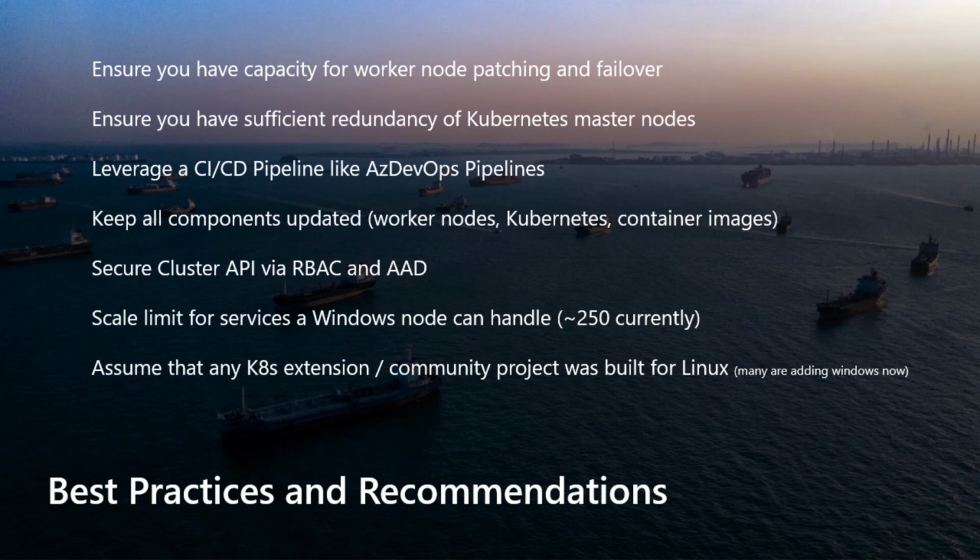Be very aware of scale limits. A good example of this is the scale limits for the number of services per node on Windows. It's right about 250. So keep that in mind as you're doing deployments, and there are other scale limits to keep in mind as well. Of course, all these are documented, and we've got a link at the end here to the documentation so you can take a look at that.